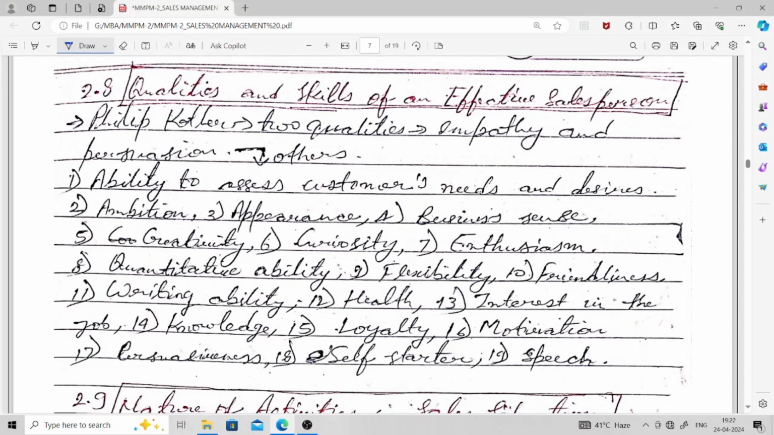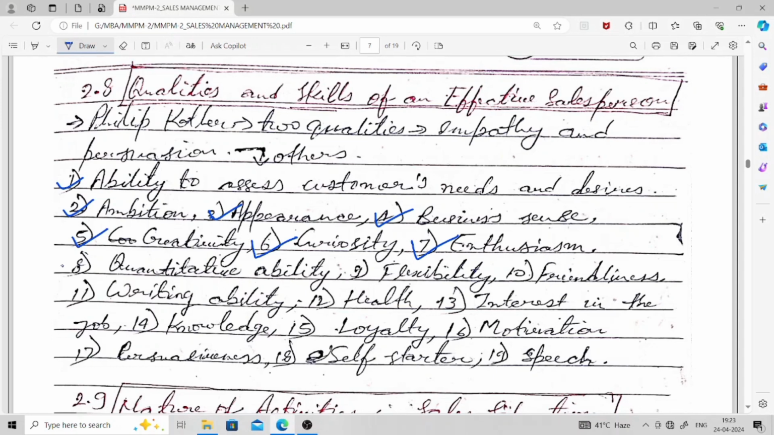The others given are: ability to assess customers' needs and desires, ambition, and appearance, meaning appearance should be good, and salespeople should be ambitious. Business sense means they should know the business processes. Then creativity, they should be creative. Curiosity, they should also be curious, because by curiosity they can understand the needs of consumers. Then enthusiasm, salespeople should be enthusiastic also.